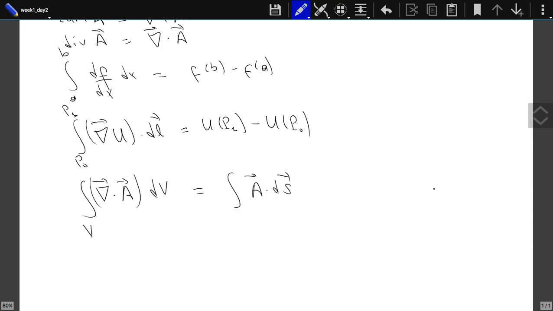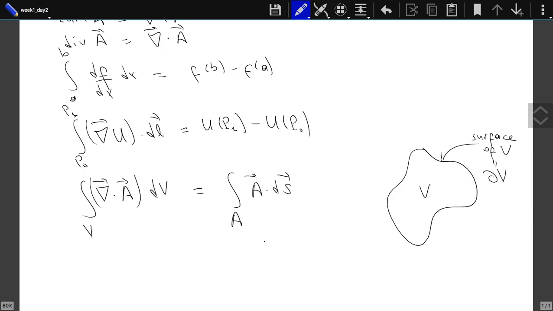Let's say this is our volume V, and this is the surface of the volume, for which we will use this notation: del V, which is just like a derivative. So if we have a volume integral, we can convert it to a surface integral over the surface of that volume.